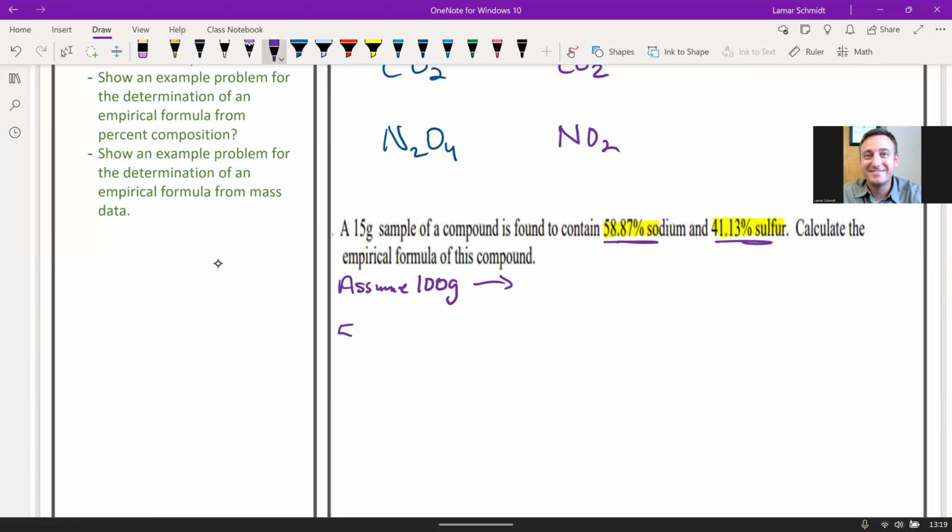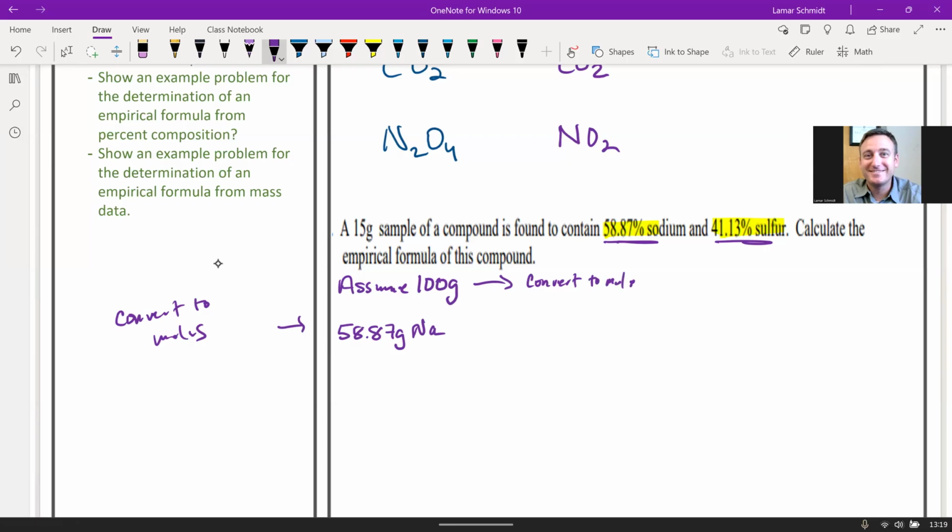Let's start here. 58.87 grams of sodium. What's the symbol for that? Na. All right, the morning class was just telling me all kinds of wrong. They were saying S. Y'all know who you were. So 58.87 grams sodium. And what we're going to do with this is we are going to convert to moles.